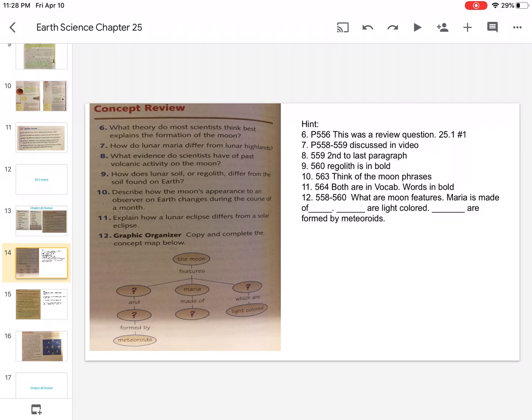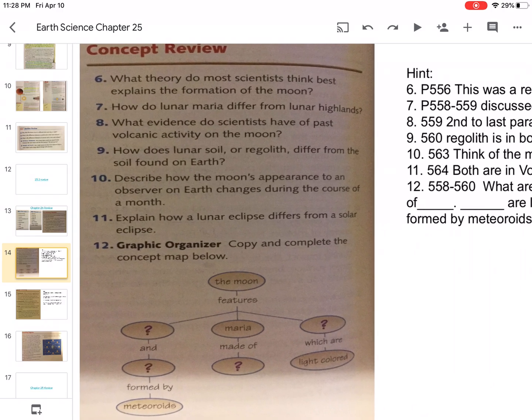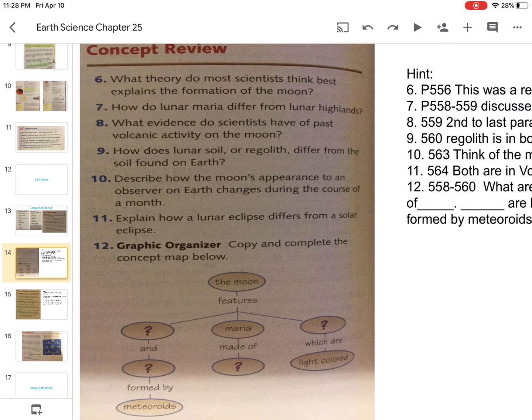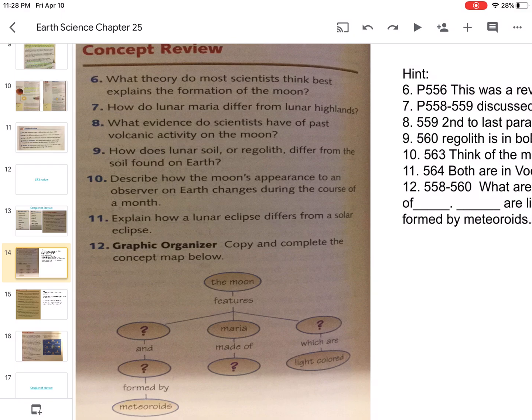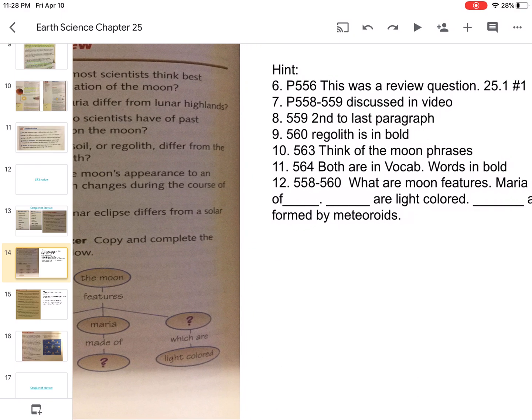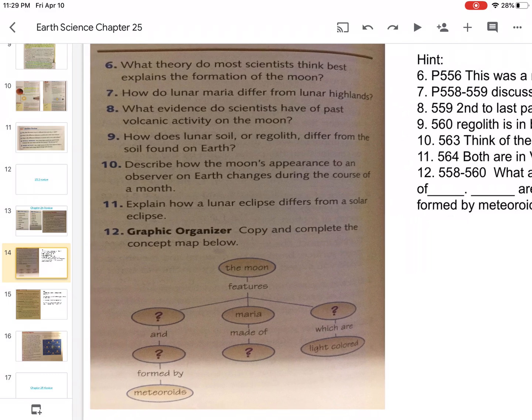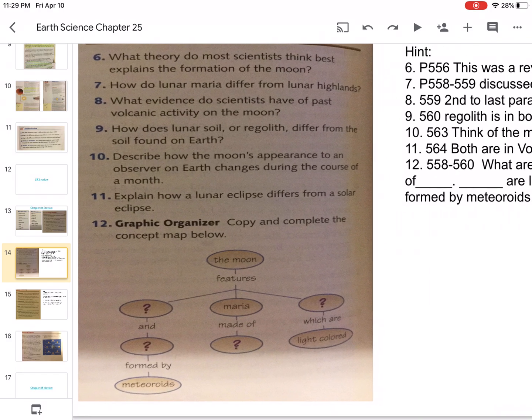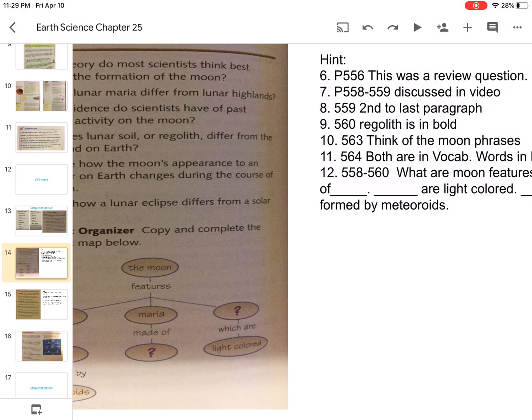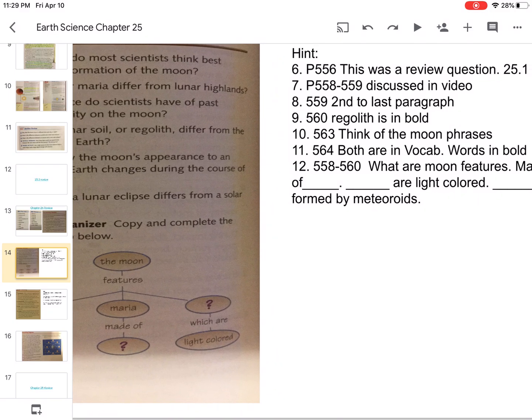Let me make this a little bit bigger. What theory do most scientists think best explains the formation of the moon? We discussed this a bit. It's on page 556. It was a related review question on 25.1, number 1. How do lunar Maria differ from lunar highlands? We talked about that. It's on pages 558 and 559.